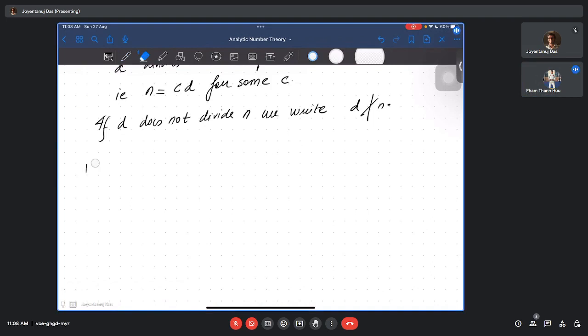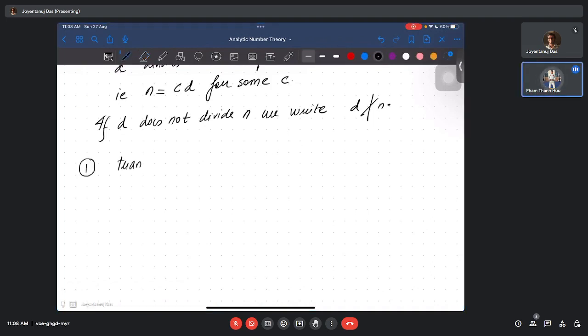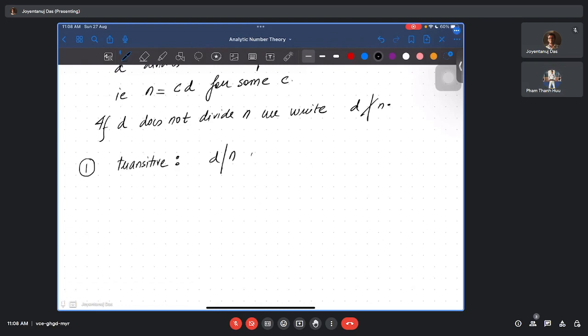So the thing is, it is transitive, right? The divisibility relation is transitive. What I mean is, suppose d divides n and n divides m. So this will imply that d divides m also, right?